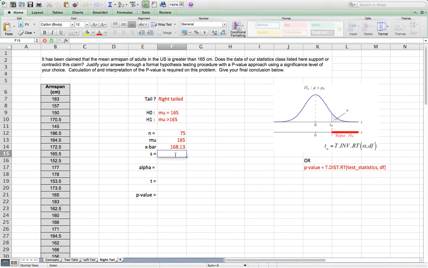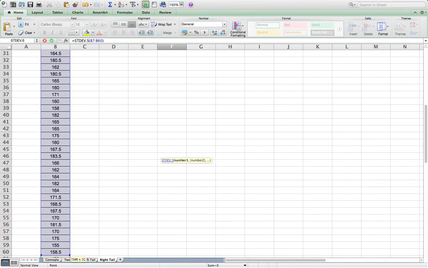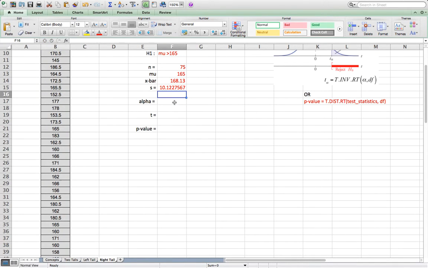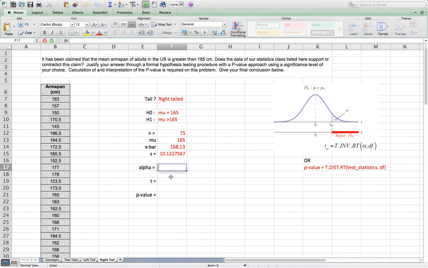Then I will say standard deviation equals STDEV, which I use this one, double click, then drag down this. Okay, it's here. Then hit the Enter key. Now, that's the standard deviation. Now, my alpha. Alpha is up to your choice. For example, I choose 0.01 significance level.